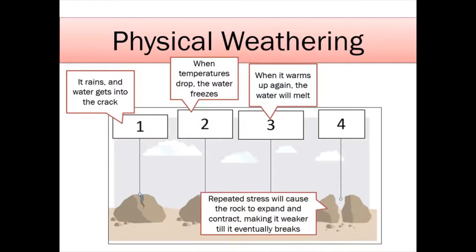With that repeated process of freezing and melting, the stress will cause the rock to expand and contract, making it even weaker until the rock eventually breaks. The rock does not move, it does not change its position, it just becomes weaker in its original environment. And that is all physical weathering is.